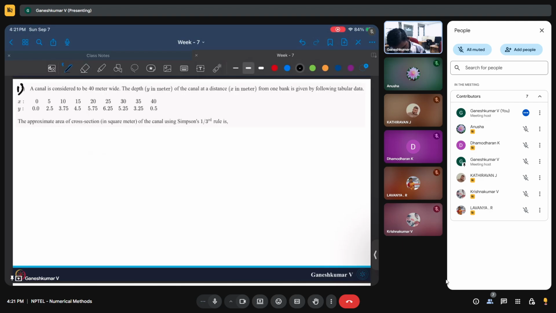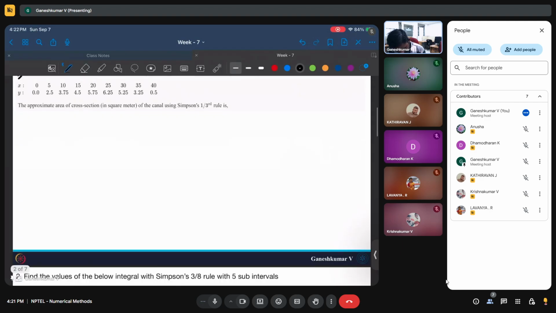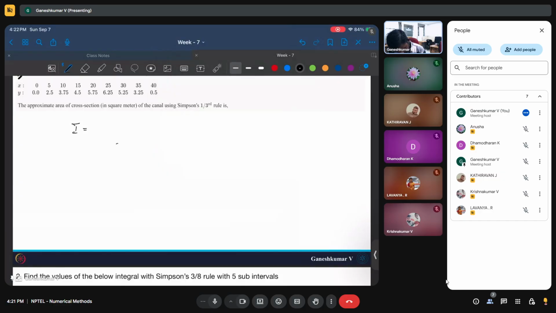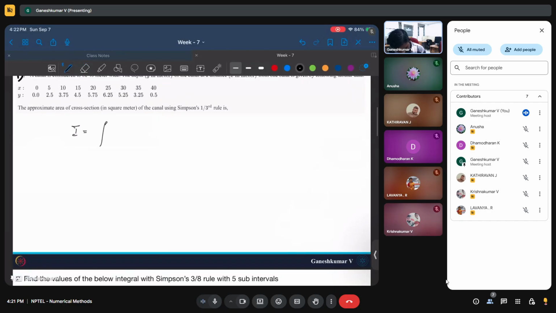Now this is much better. So I is the integral from 0 to 40 of y dx. So this is your area.